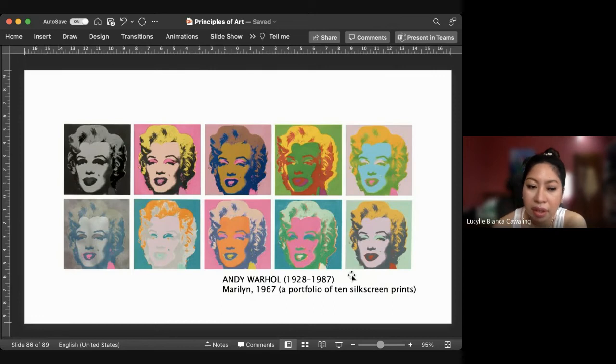And then this is another pattern during the pop art era by Andy Warhol. This is Marilyn Monroe, and this was made by silk screen prints.